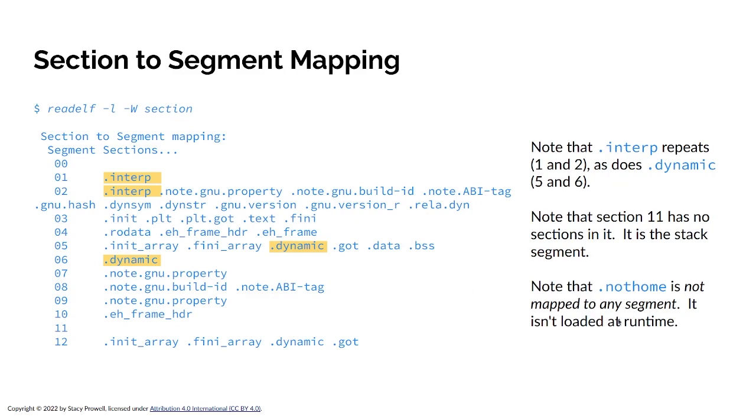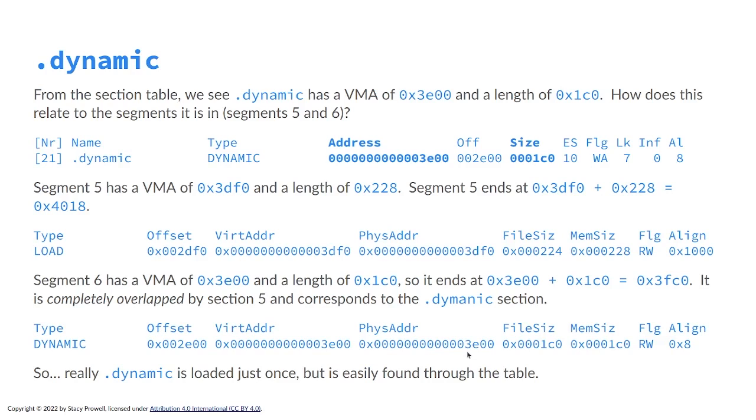It's worth noting that .nothome is not mapped to any segment. Therefore, it won't be loaded at runtime. That's okay. We said we didn't want it allocated. Notice it wasn't empty, but it never made it into memory. So we can put stuff in the binary that does not get loaded.